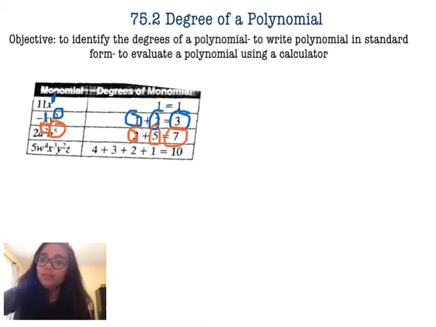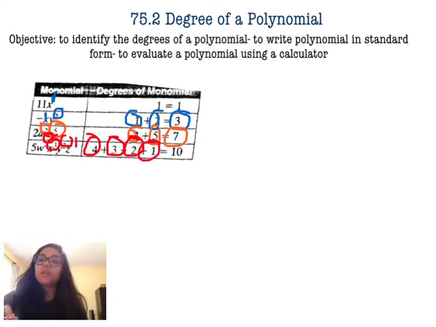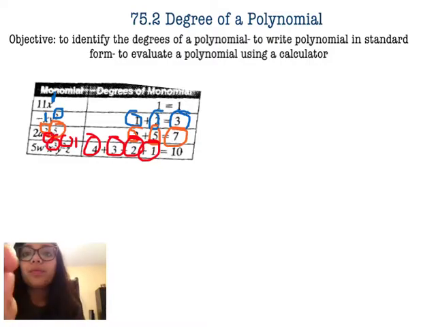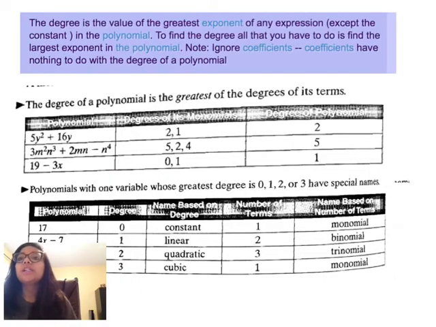The next one is 4. Oops, I thought I circled it. Plus 3 plus 2. And then there's this 1 because the z has a 1 right there. Plus 1 equals 10. Yes, I did want you to write that in your notebook. So the degree is the value of the greatest exponent of any expression except the constant in the polynomial.